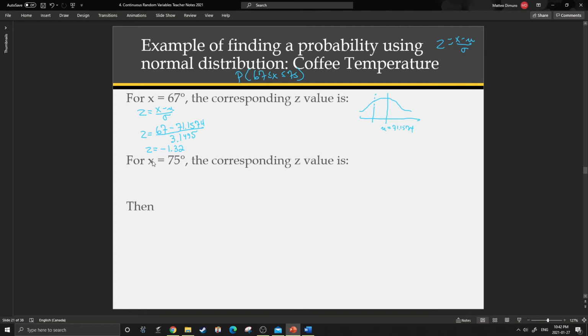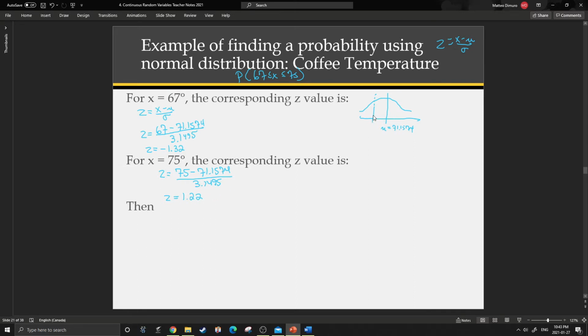All right. Same thing for x equals 75. We're going to use the same formula, but this time I'm just going to plug it directly into the formula and write it out. Okay, now pause it here for a moment, get your answer, plug it in, 1.22. So this temperature is clearly above the mean, and it's 1.22 standard deviations above.